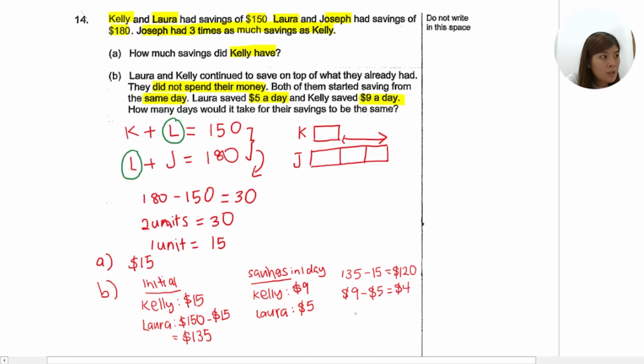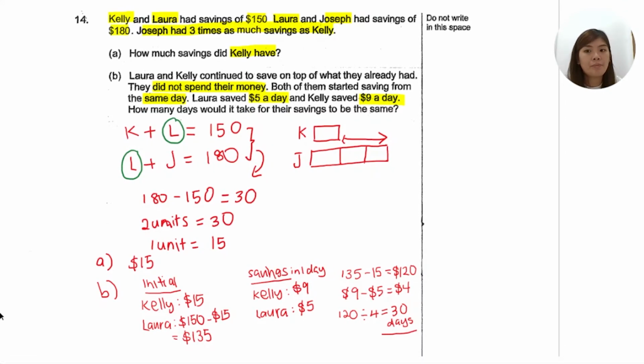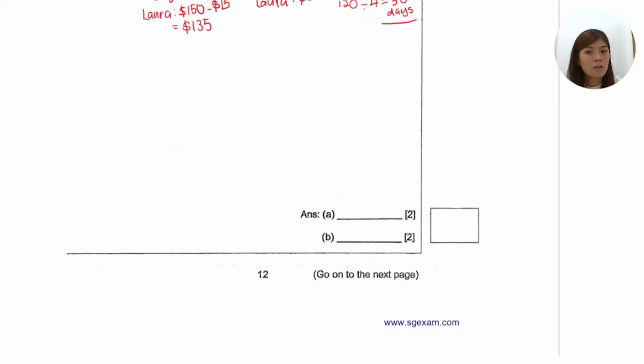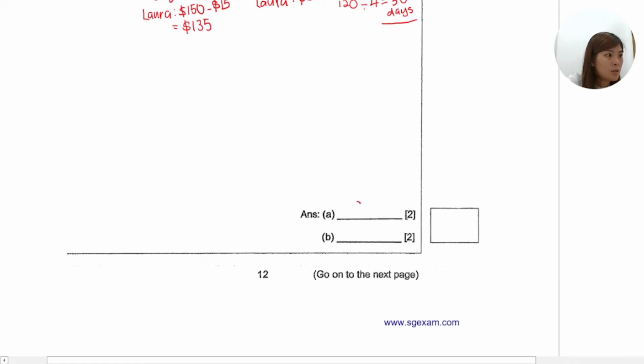You want to find out how many days it will take for their savings to be the same. So you take 120 divided by 4, 30 days. So it takes about 30 days for their savings to be the same. So we write here just now part A $15, part B 30 days.